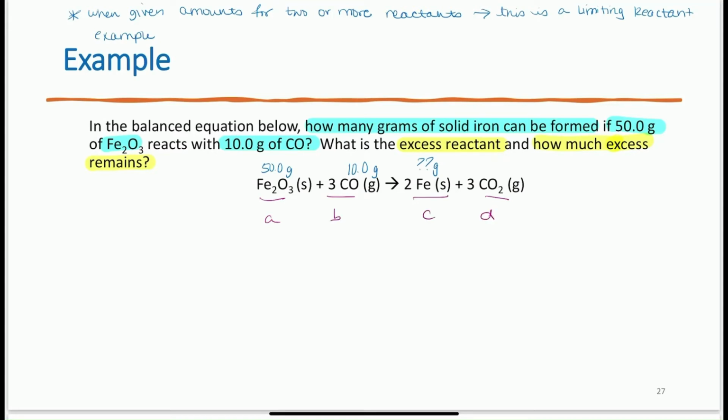And maybe a quarter, maybe 25% of the class would pick either C or D. By definition, they cannot be your excess or limiting reactant. So the reason I specify in this question, what is the excess reactant, is that it has to be one of these two.